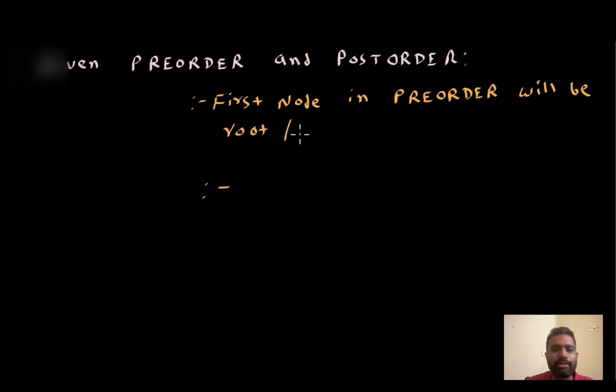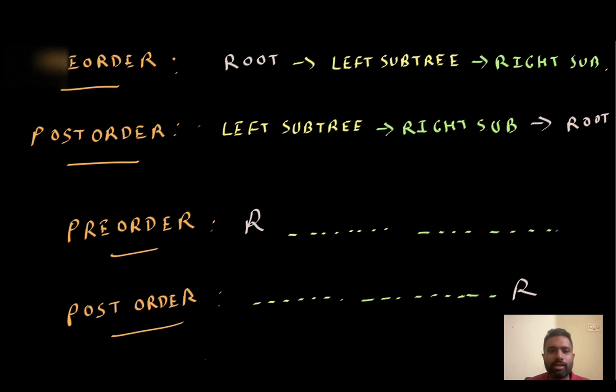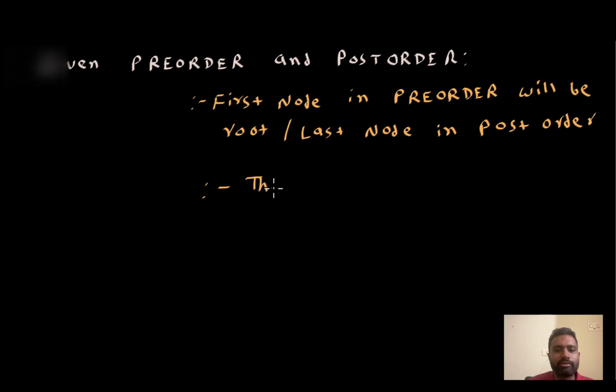Similarly, you can consider the last node in a post-order will also be the root. So that is true. Now we have observed, if you remember, one more property of a pre-order: the second node will be the left child of the tree.